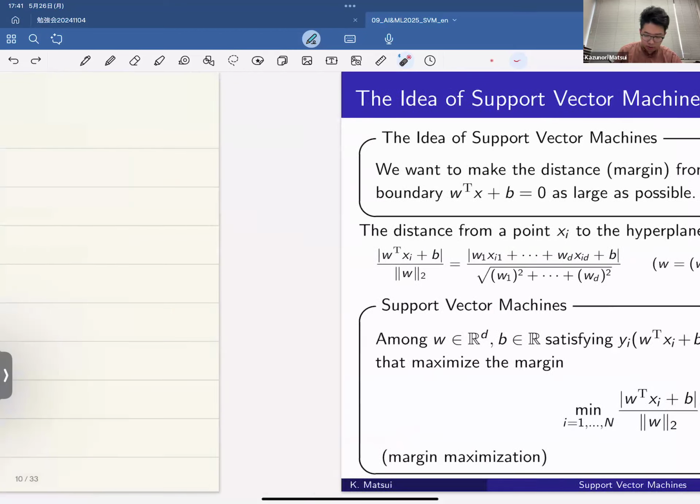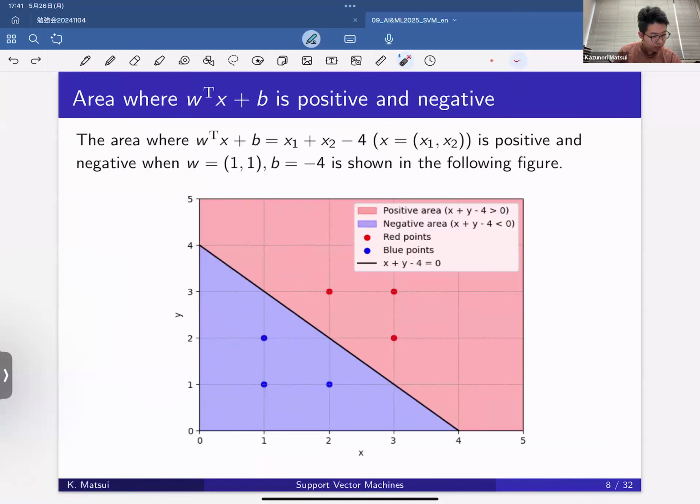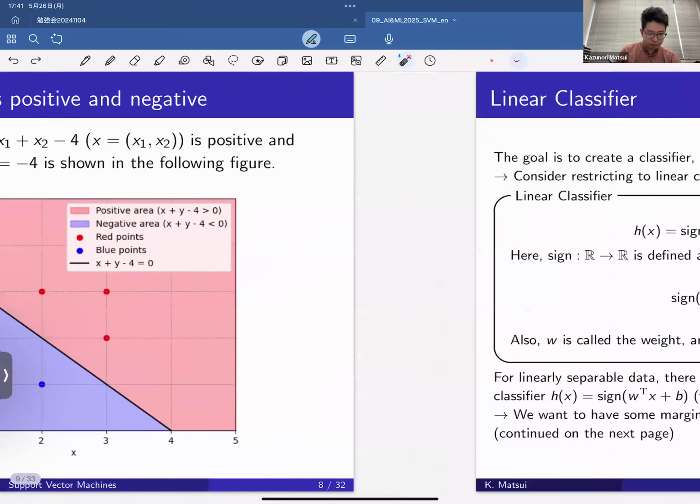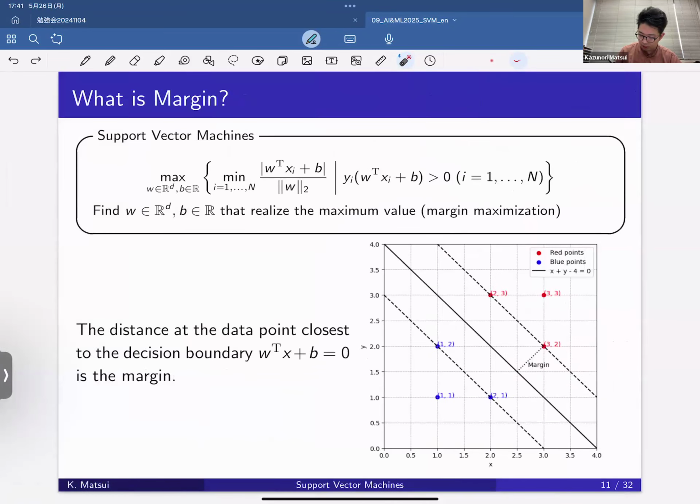In the earlier example, the decision boundary is like this, and the closest point among them is this one. And the distance from here to the straight line is called a margin. So we want to make this as large as possible. Here, or here, or here, or here.